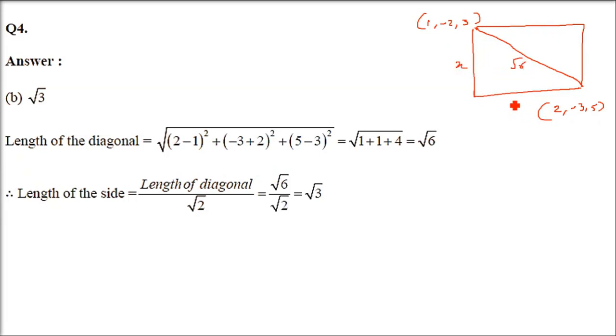In a square, if you take the side as x, then the diagonal square, under root 6 whole square, equals 2x square. So 2x square is equal to 6, so x square equals 6 by 2, that is, x is equal to root 3. There is also a direct formula, length of diagonal divided by root 2. This way also you could have done it. But this is the better method, and root 3 is the answer.